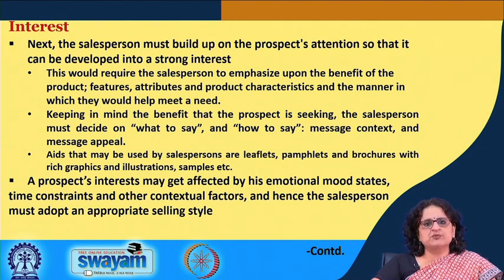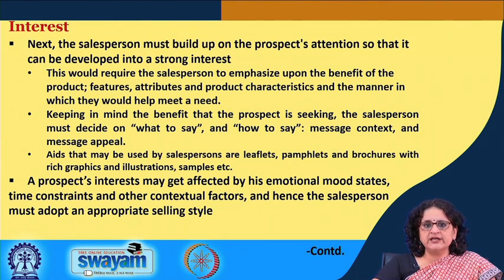Now this would require the salesperson to emphasize again upon the benefit of the product, the features, the attributes, the product characteristics and the manner in which it would help the consumer meet their need. Keeping in mind the kind of benefit that the prospect is seeking, the salesperson would have to decide on what to say and how to say it. So here the message content and the message appeal become very, very important. He has to understand the message content. He also has to think about the message appeal, that means how is he going to say things logically, how is he going to say things symbolically.